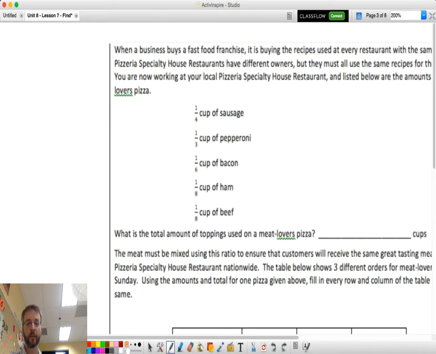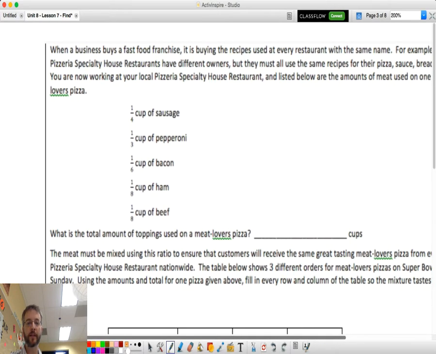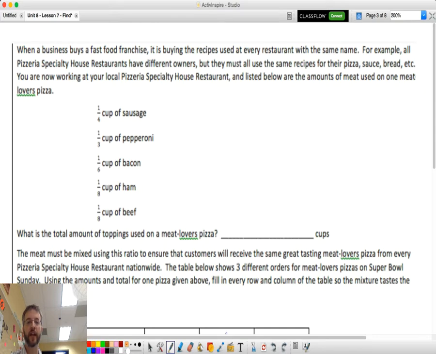Let's take a look at another problem. When a business buys a fast food franchise, it's buying the recipes used at every single restaurant with the same name. For example, all Pizzeria Specialty House restaurants have different owners, but they all must use the same recipes for their pizza, sauce, bread, etc.